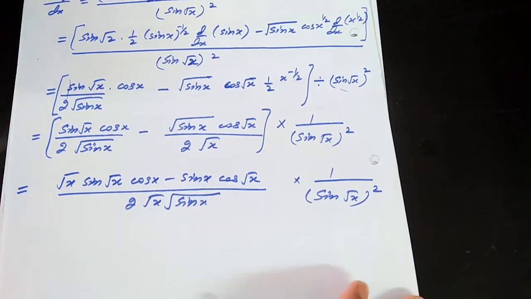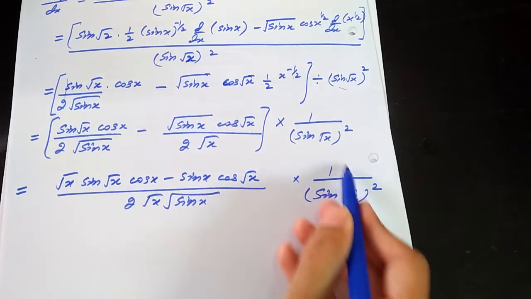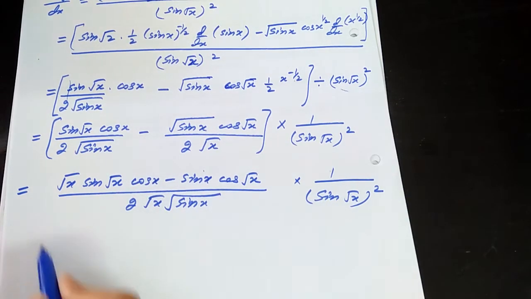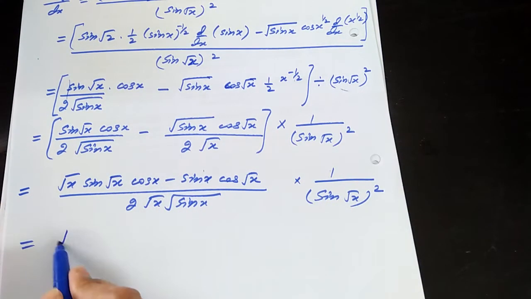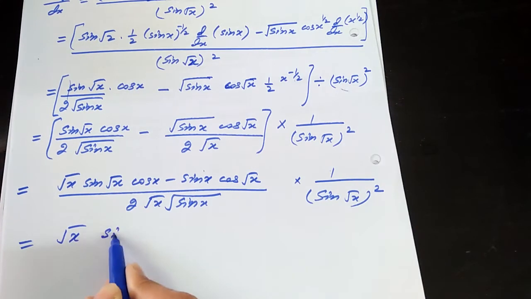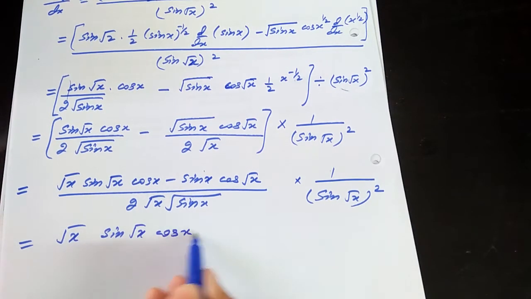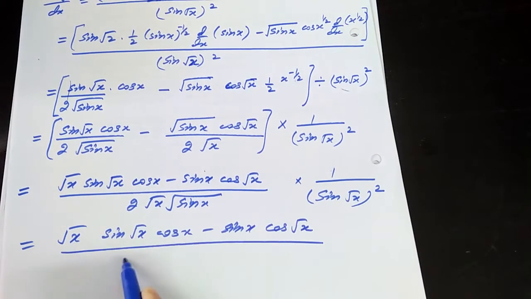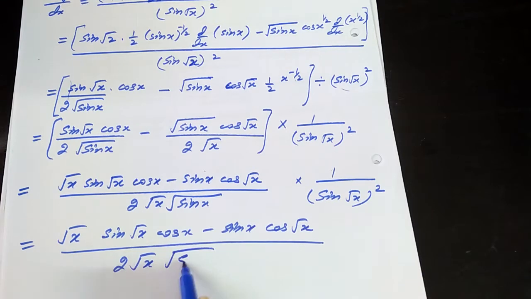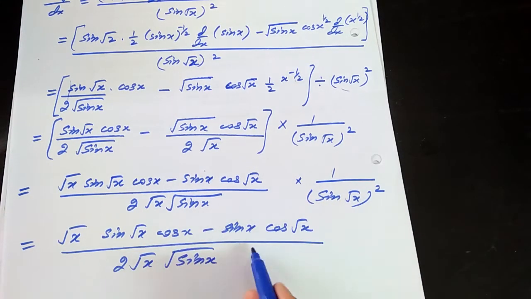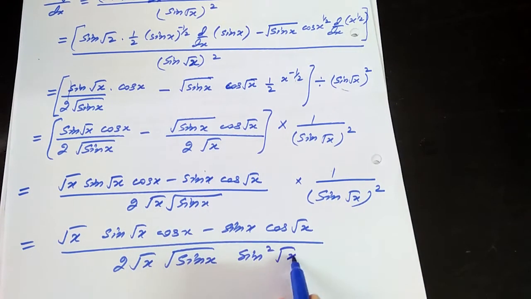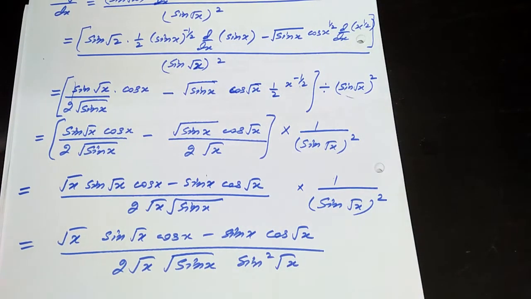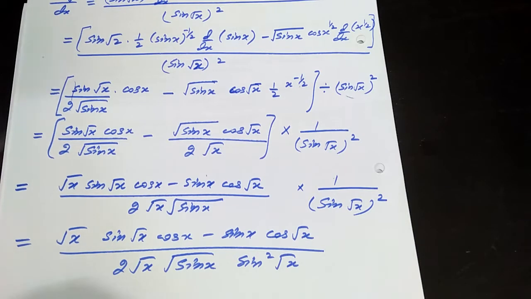Now this numerator will be multiplied with the numerator, and denominator will be multiplied with denominator. So we can just combine both the fractions. It will be √x sin√x cos x minus sin x cos√x divided by 2√x √(sin x), and this thing can be written as sin square of √x. So this is the answer for your question number 4. Now move on to the question number 7 of the same exercise 2.2.